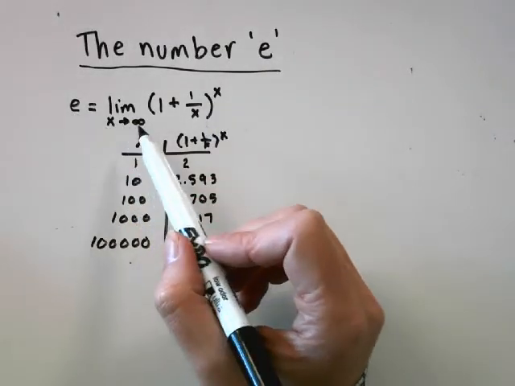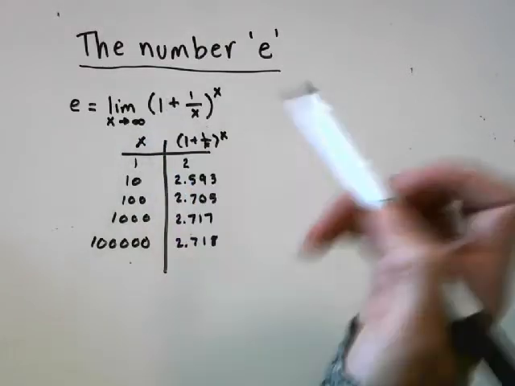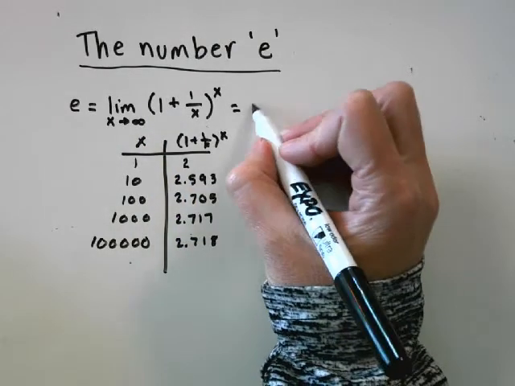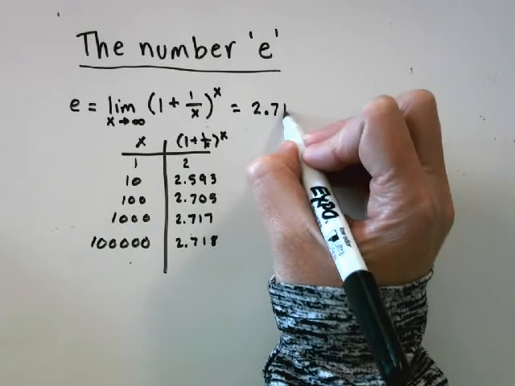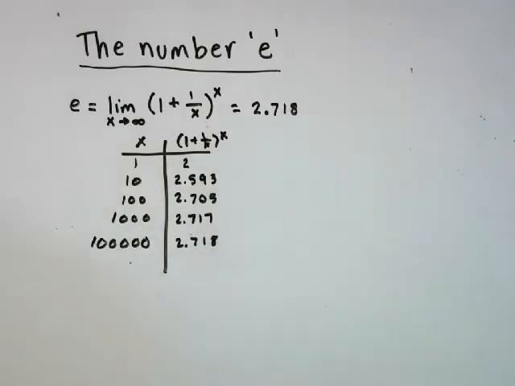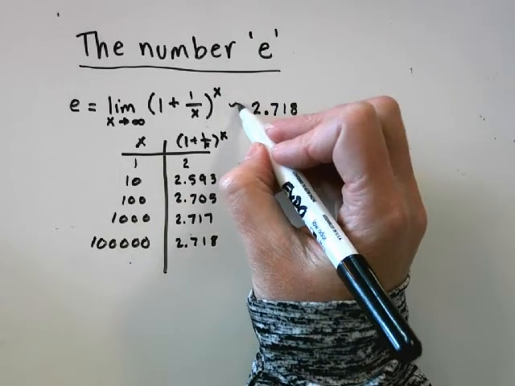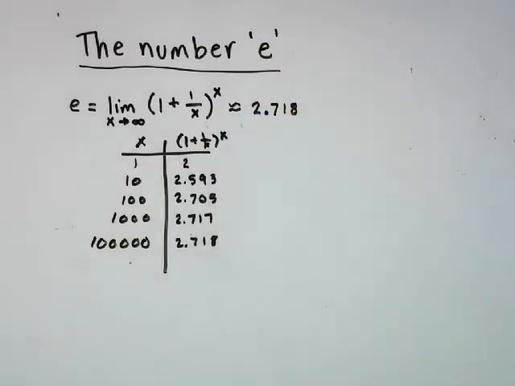So e, which is the limit as x goes to infinity of 1 plus 1 over x to the x, is approximately 2.718. It is an irrational number, so it continues forever.